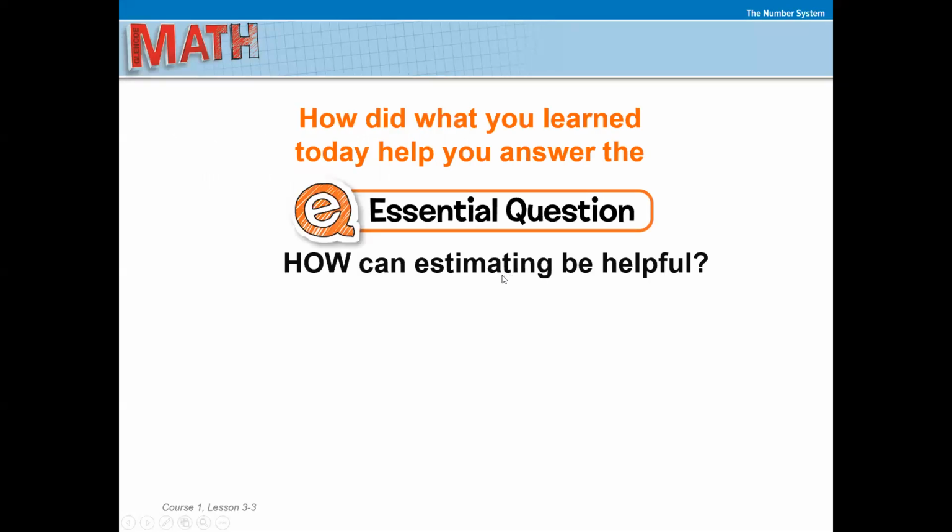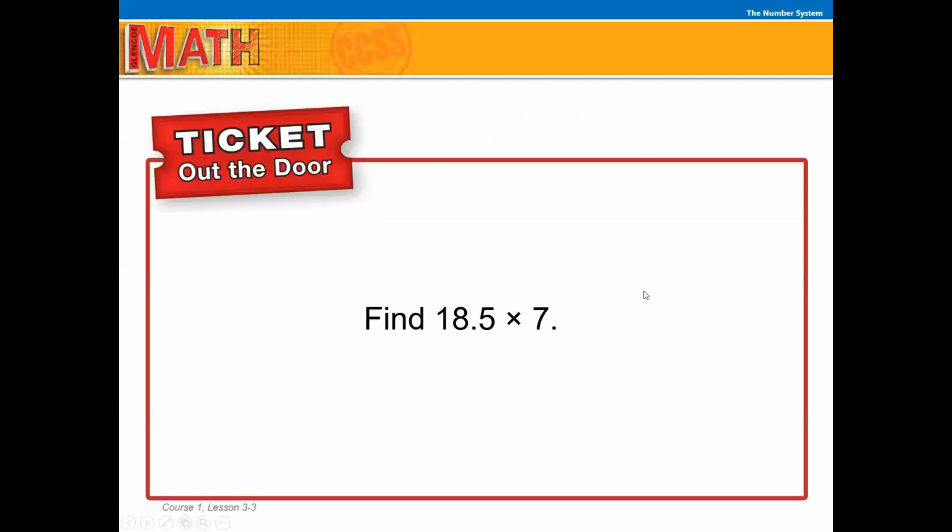How did what you learned today help you answer the essential question, how can estimating be helpful? A sample answer would be, estimating is helpful to check my answer when multiplying decimals. Your ticket out the door. Find 18 5/10 times 7. Show your work in your math notebook. That's all for now.